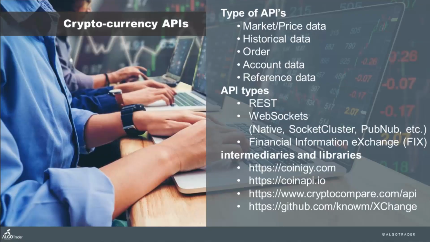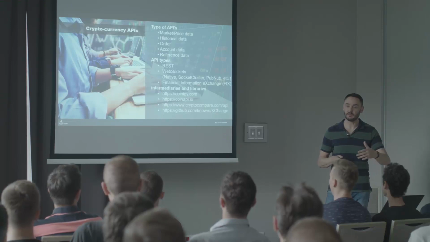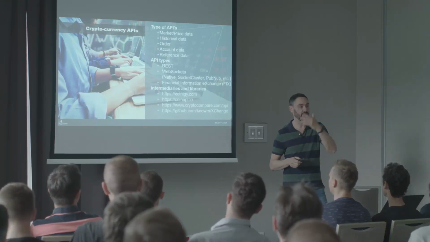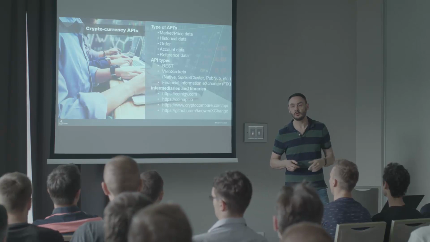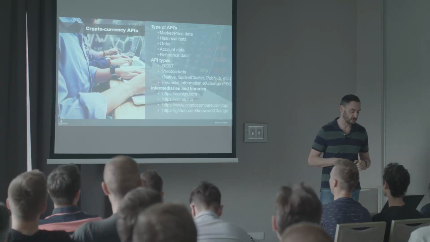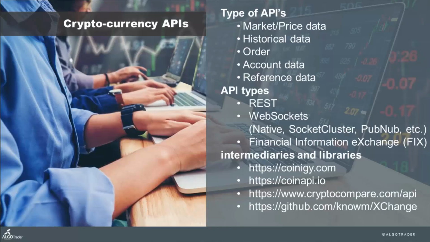You want to be able to place an order automatically through the API. And then we have account data, so that's basically balances. How many coins do I have on the exchange? How much USD do I have on the exchange? And so forth. And then we have reference data, which I'm not going to mention here.